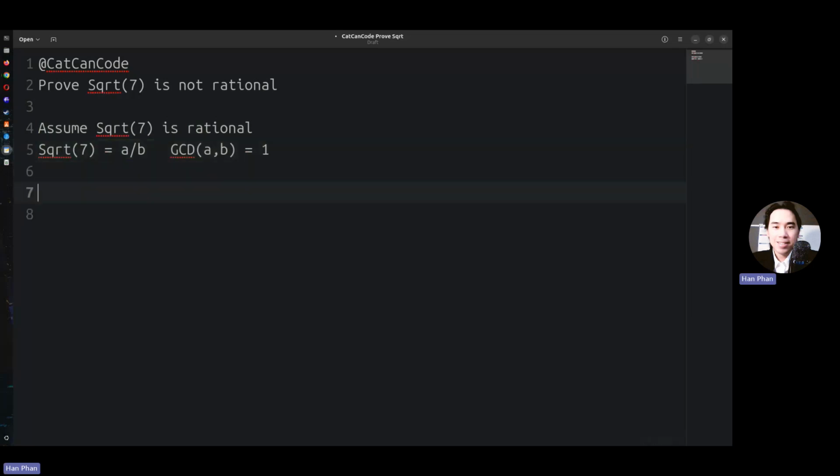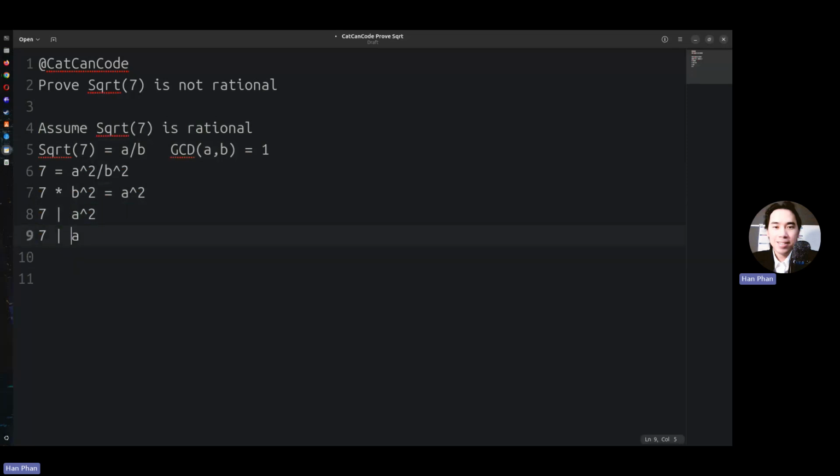So we're going to use this. We're going to square both sides of this equation. Then we will end up with a square divided by b square. And this can be written as 7 times b square equals a square. So it means 7 divides a square, right? When 7 divides a square, we can say that 7 also divides a.